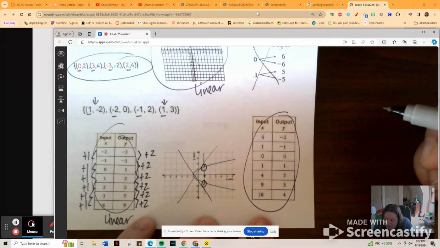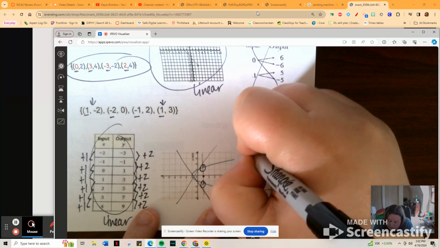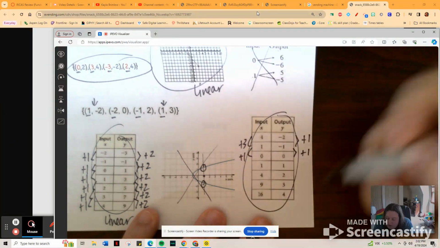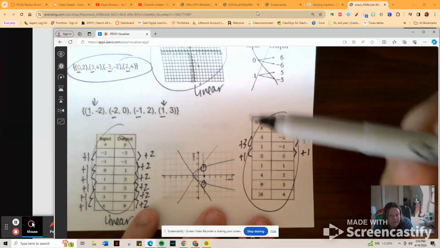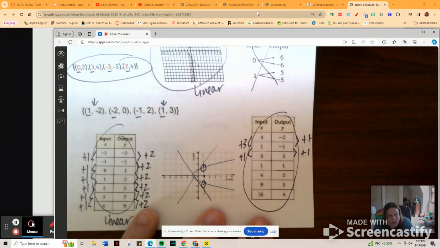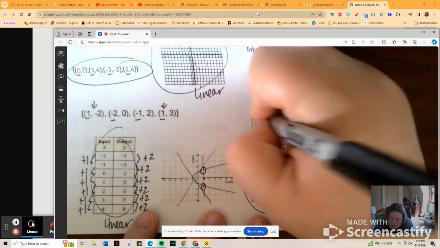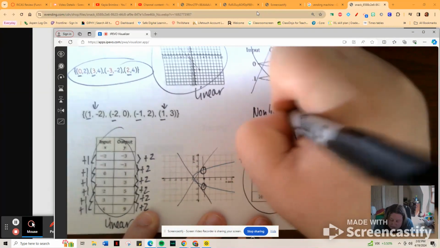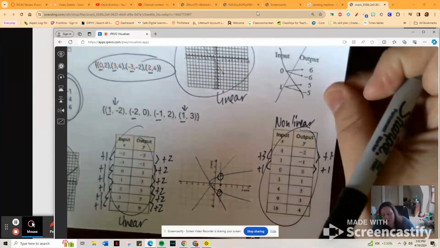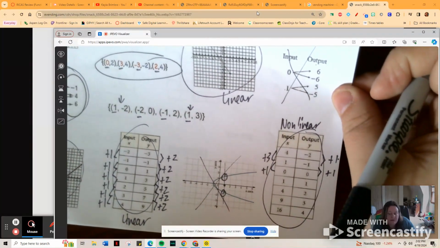But is it a linear function? So plus 1, plus 3, plus 1, plus 1. So right here, I don't really need to go any further. This is not going to be linear. 1 to 3 and then 1 to 1. That's not going to be linear. It's not the same rate of change. So this is non-linear. So with tables and graphs and equations, you should be able to tell whether they're linear or not. Ordered pairs and mapping diagrams, you can't, but you should be able to say if it's a function or not.